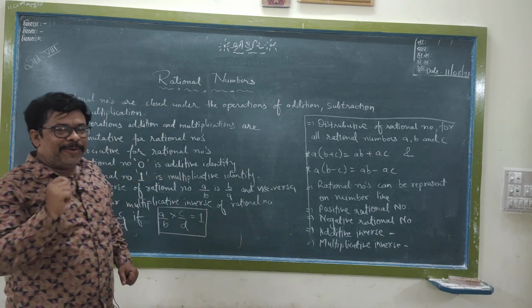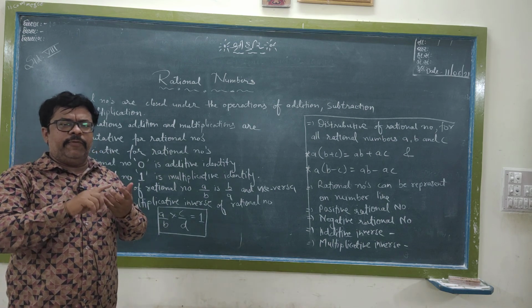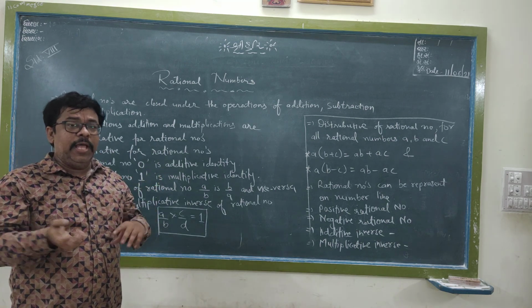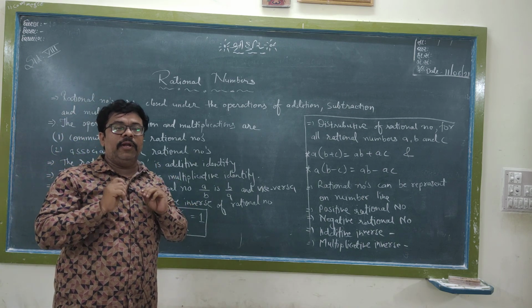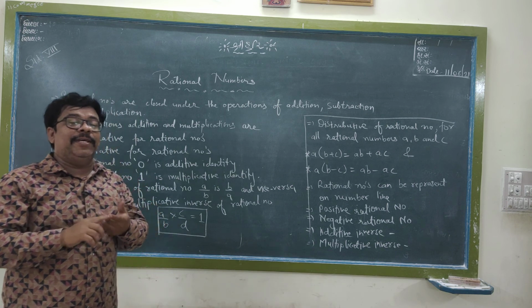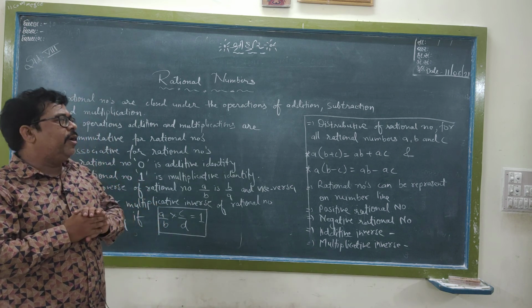Now, what do you mean by rational numbers? All the numbers 0, 1, 2, 3, minus 1000 or minus 1, everything, they all are rational numbers. It can be a fraction, it can be a division, it can be a mixed number. Everything is called a rational number.